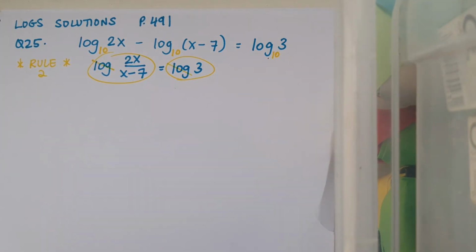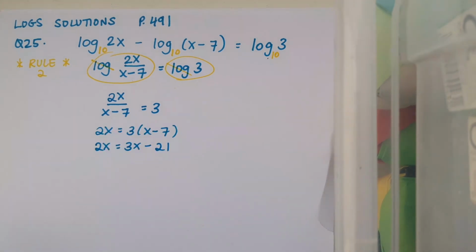So in this case then, I'm left with 2x over x minus 7 equals 3. So I can bring my denominator up across and multiply, and then I can go ahead and solve. So I'm going to end up with 2x equals 3x minus 21. And finally, x equals 21.